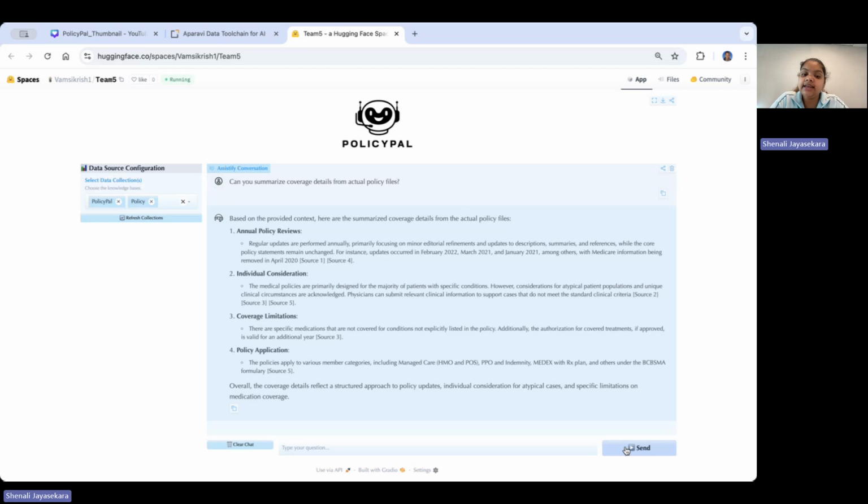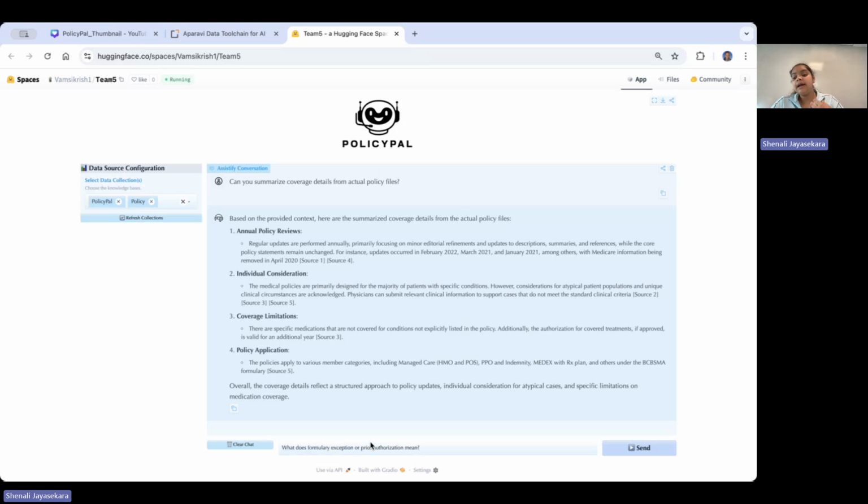As you can see, it gives us an annual policy review, individual considerations, the coverage limits, and policy applications too. Another challenge we could face is policy terms. For me, it is so hard to understand and review them, because they are very technical terms. So we can ask, what does formulary exemption or prior authorization mean in an insurance policy?